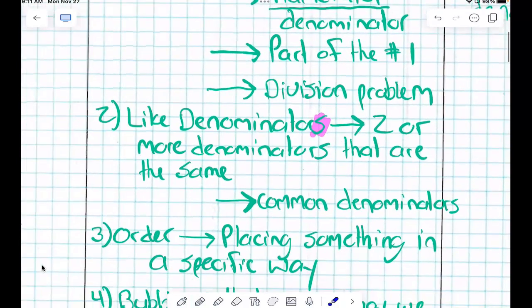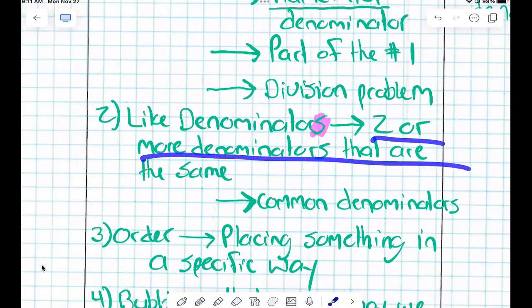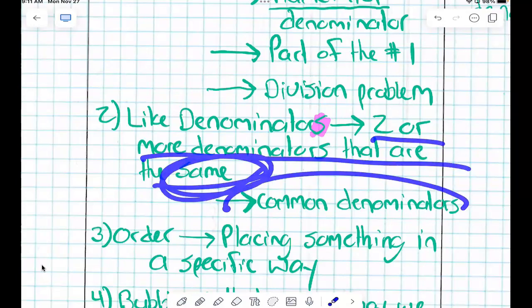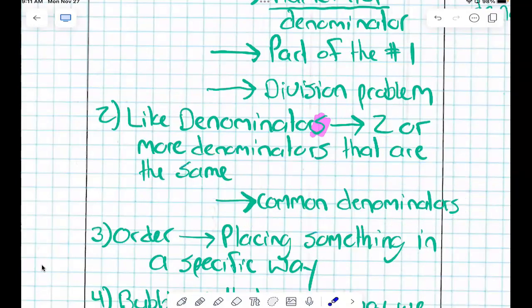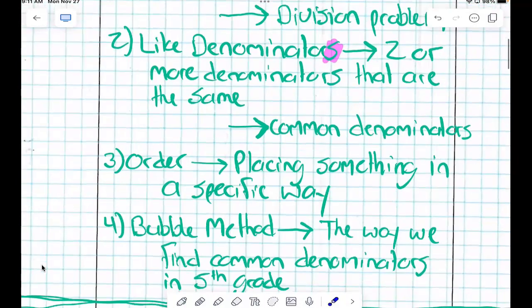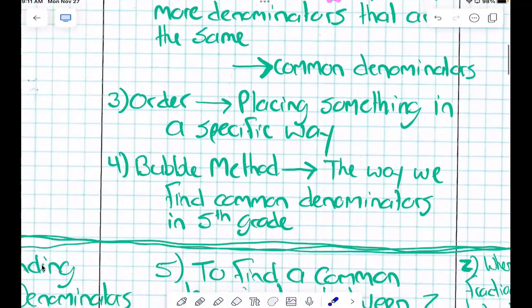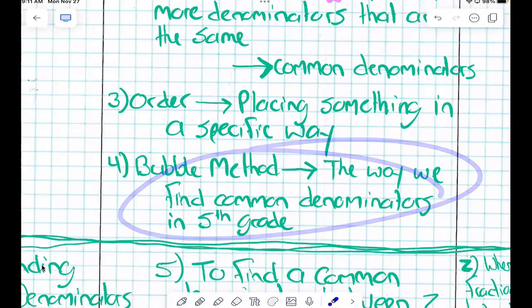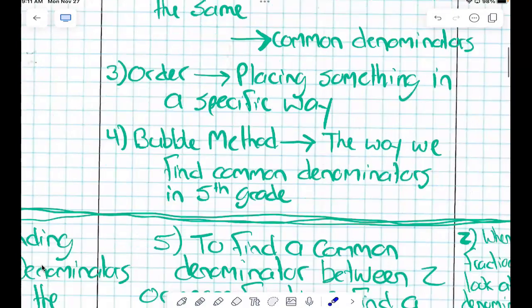Like denominators would be two or more denominators that are the same. What's another name for like denominator? Common denominators. You're doing great. Keep going. Order means to put something in a specific way. The bubble method is the way we are going to get common denominators, right? Yes. Okay, I'll talk about that in a second.